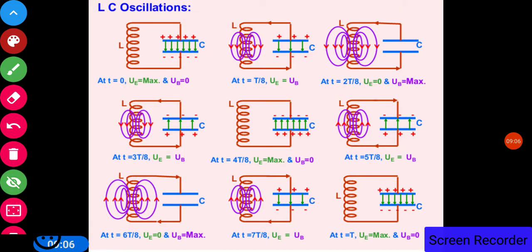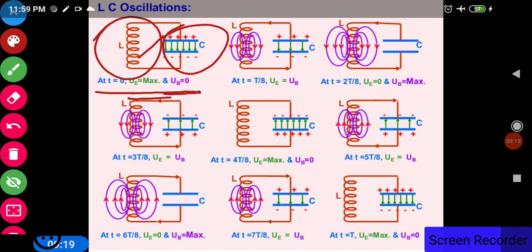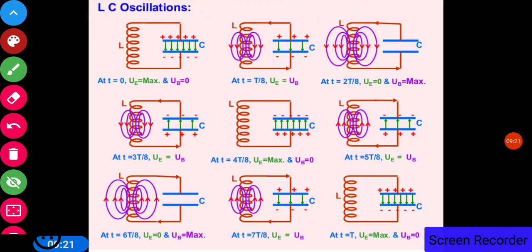and such oscillations are known as LC oscillations. Now let us explain this oscillation with the help of this figure. In this figure, this is the charged capacitor, which is initially fully charged, so U_E is maximum and the energy stored in the inductor, that is U_B, is equal to 0. So this is the figure at t equal to 0. When t is equal to T by 8, that is 1/8 of the time period, the current starts flowing from the capacitor to the inductor.